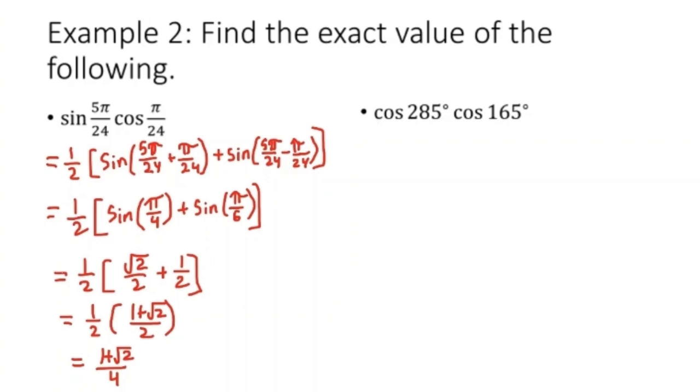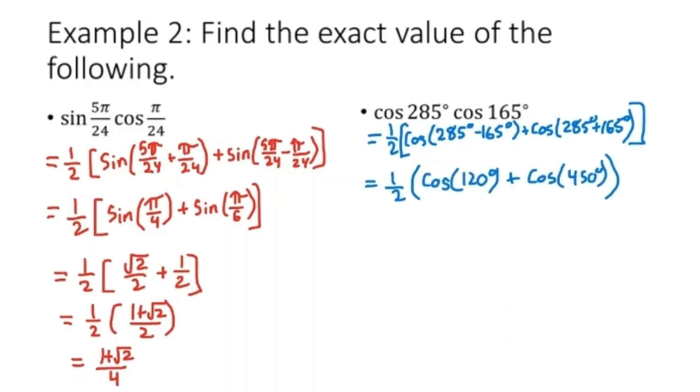Using the first product to sum formula, after applying the product to sum identity, we get 1/2 times cosine of 285 minus 165 plus cosine of 285 plus 165, which simplifies to 1/2 times cosine of 120 degrees plus cosine of 450 degrees.